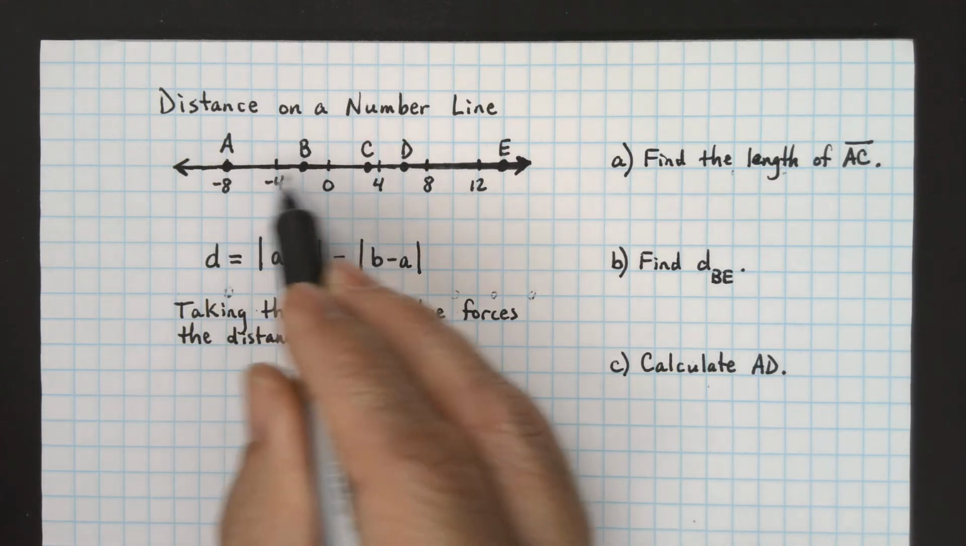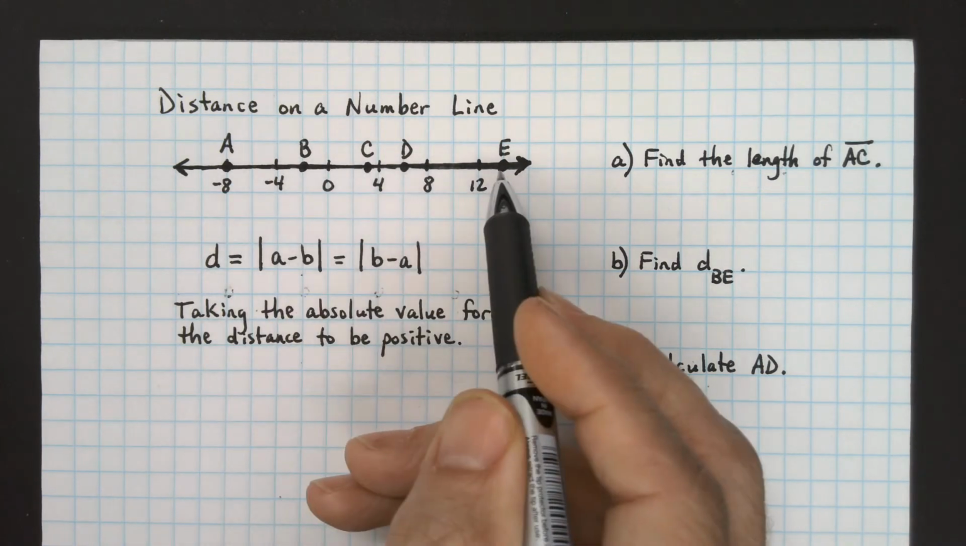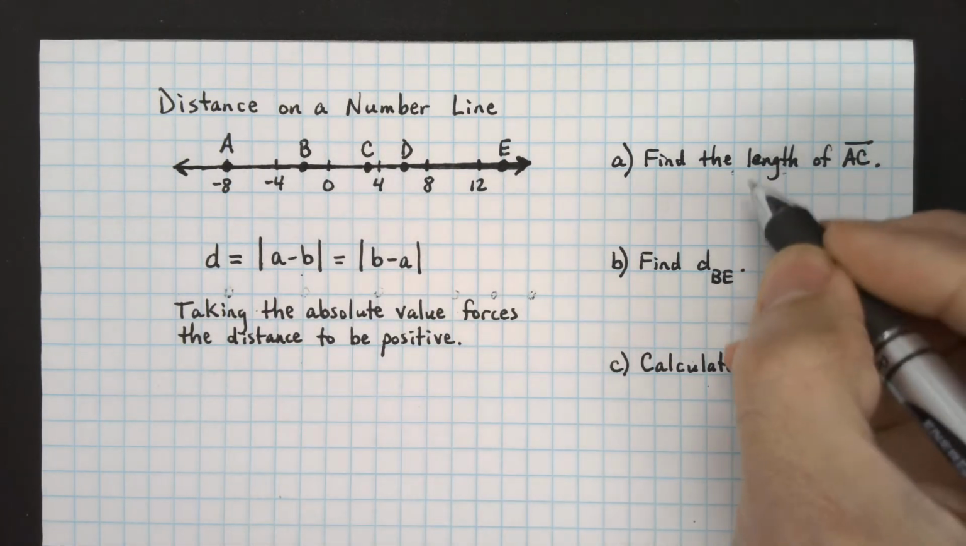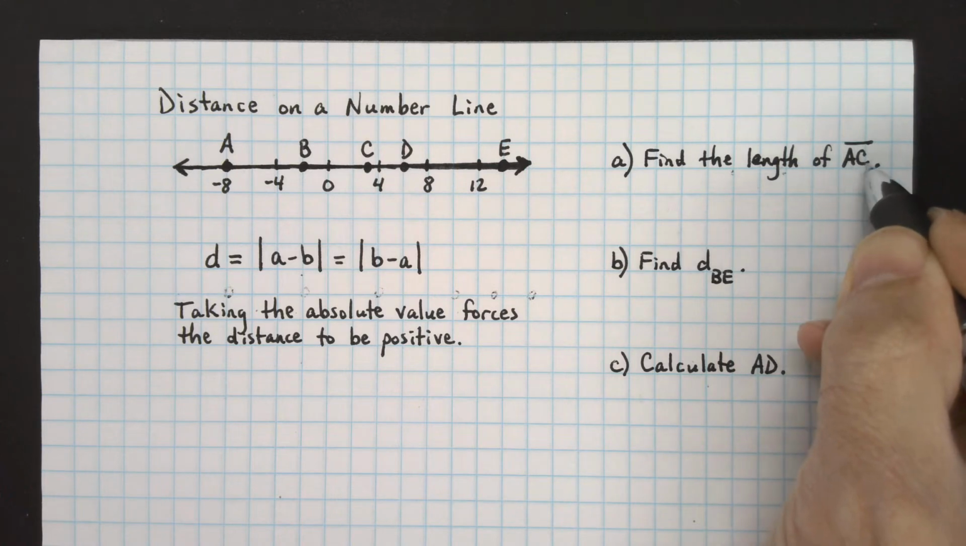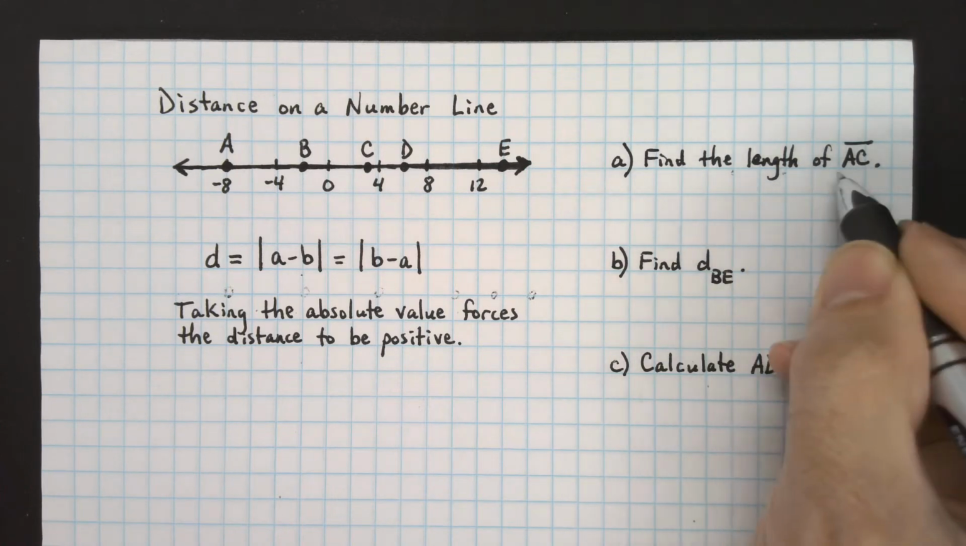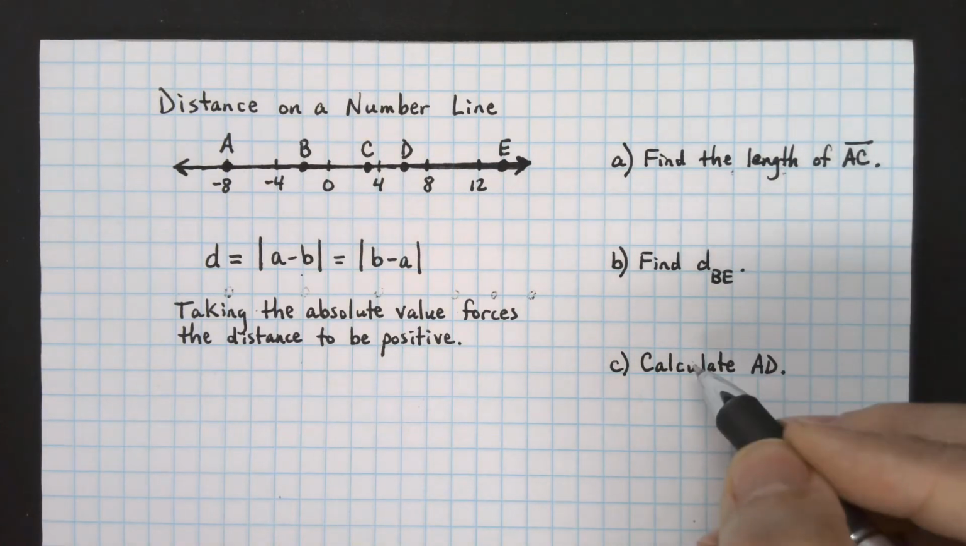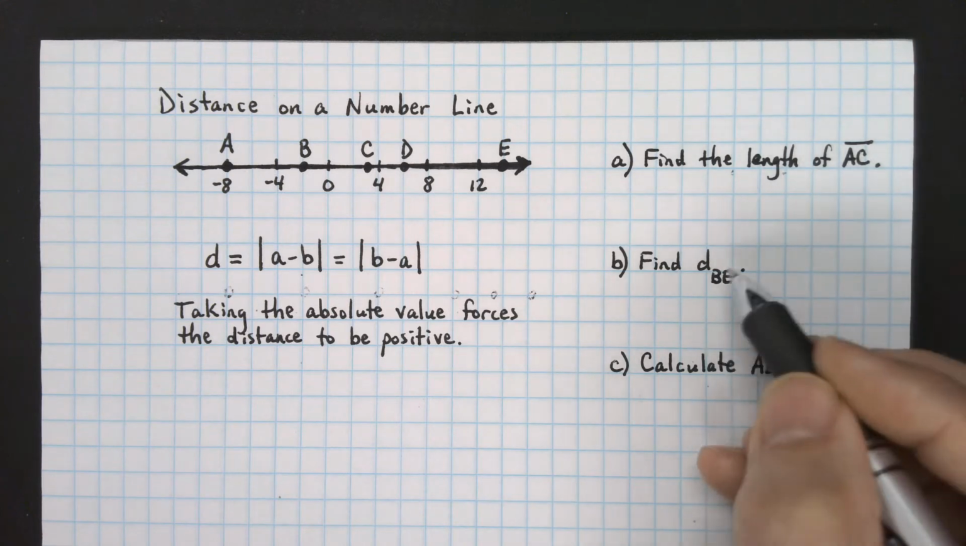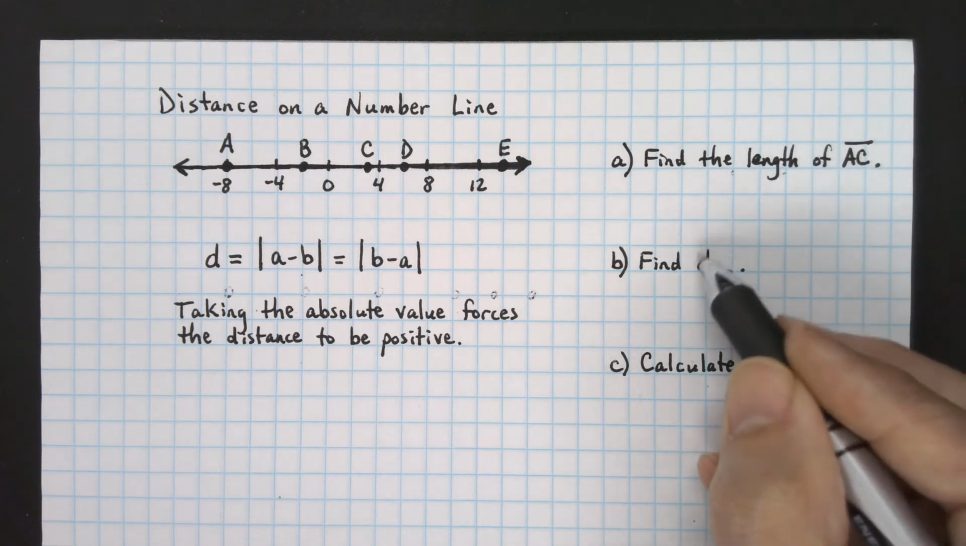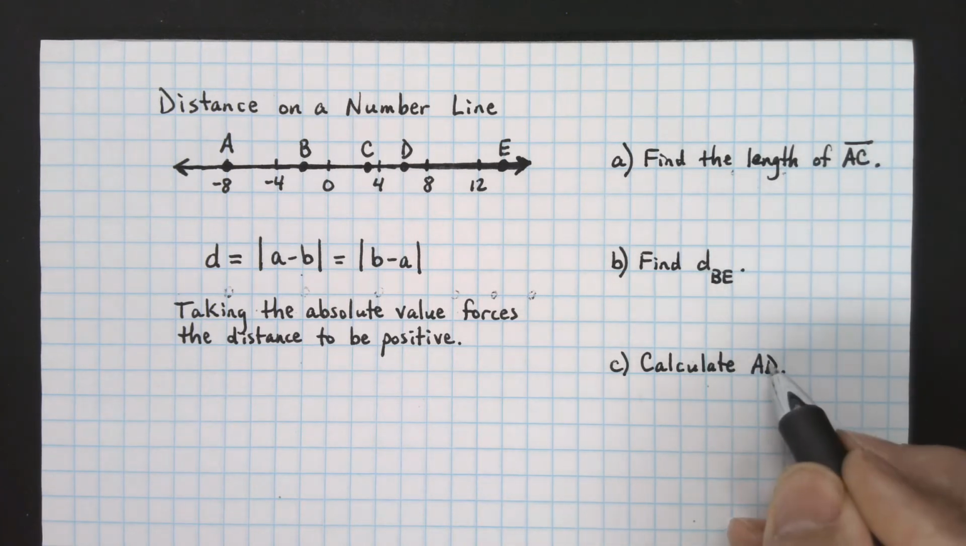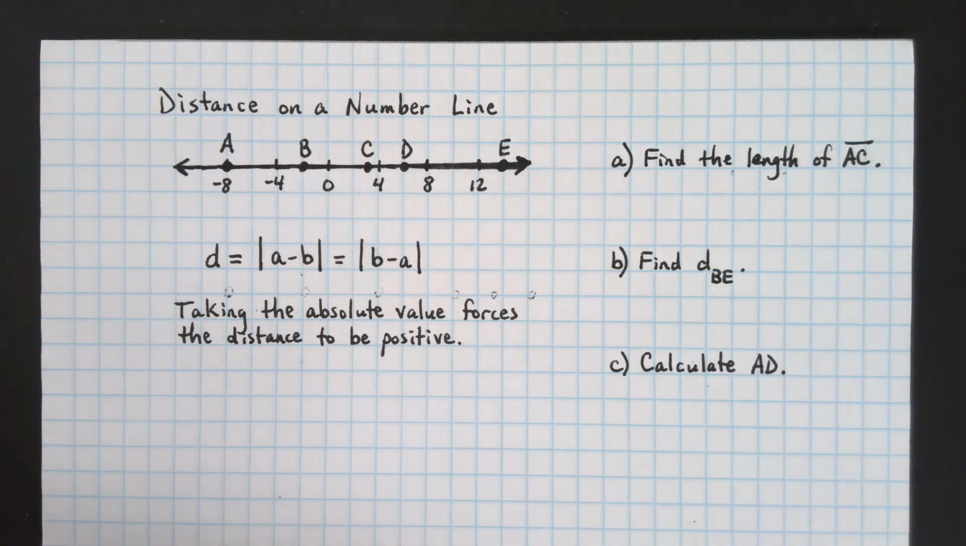So on this particular number line, we've got several points identified. And if we want to find the length of segment AC, this is one way to ask the same sort of question. Length of a segment, distance with some symbols here, or this is the measure of segment AD. They're all asking the same sort of question.